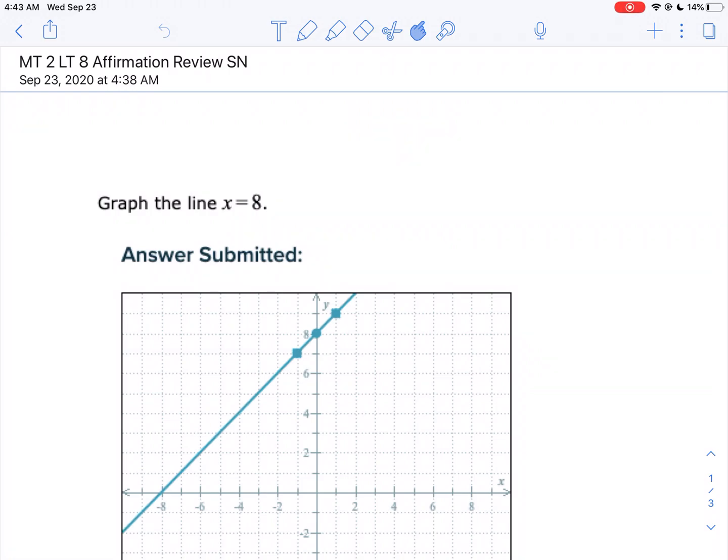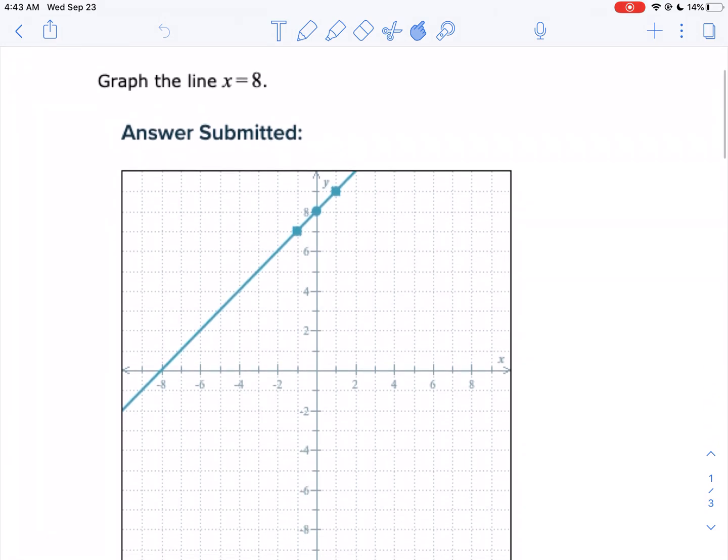Hello, we're going to take a look at your MT2 LT8 affirmation right now before you complete a redo. On the first graphing one, I think you're a little confused there about what that means. If you're confused about graphing, always go back to making a table.